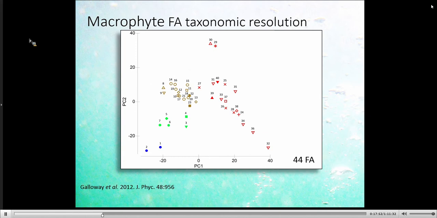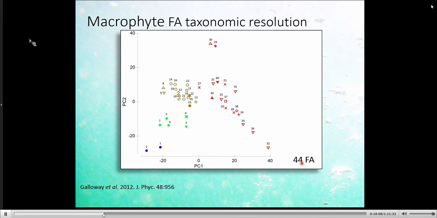And so I'm going to show one example of all of those papers that kind of just drives the point. First of all, I'll take a minute to describe, since I'm going to show a bunch of fatty acid plots throughout this talk, let me orient you to these plots. This is a principal components analysis. What this is doing is taking a lot of data, this 44 FA. There's 44 variables being squished into two dimensions here.